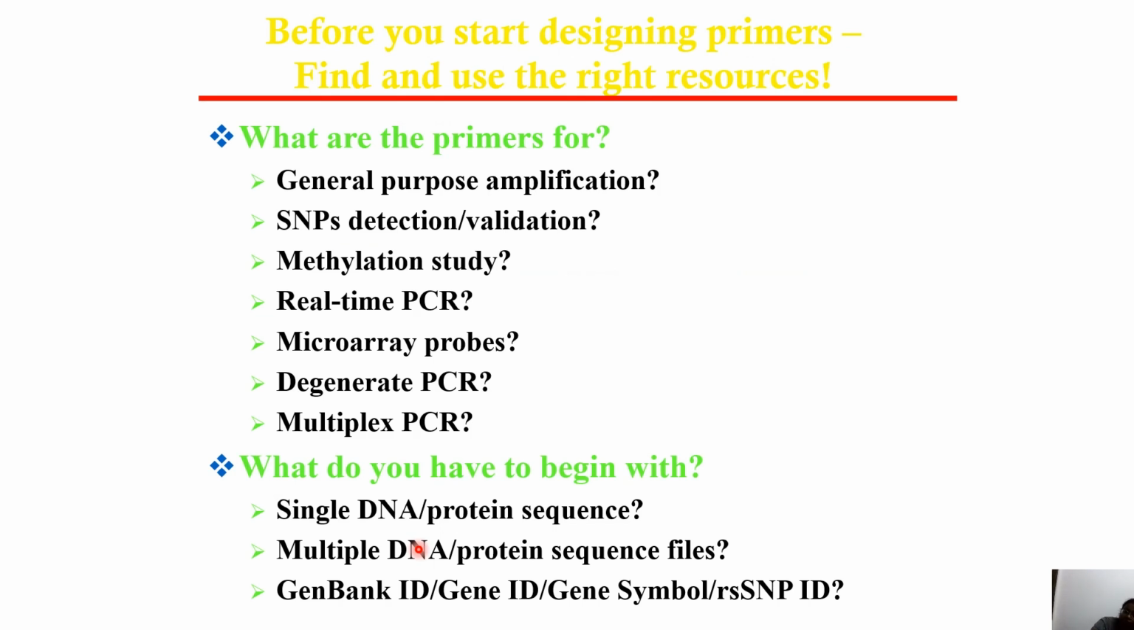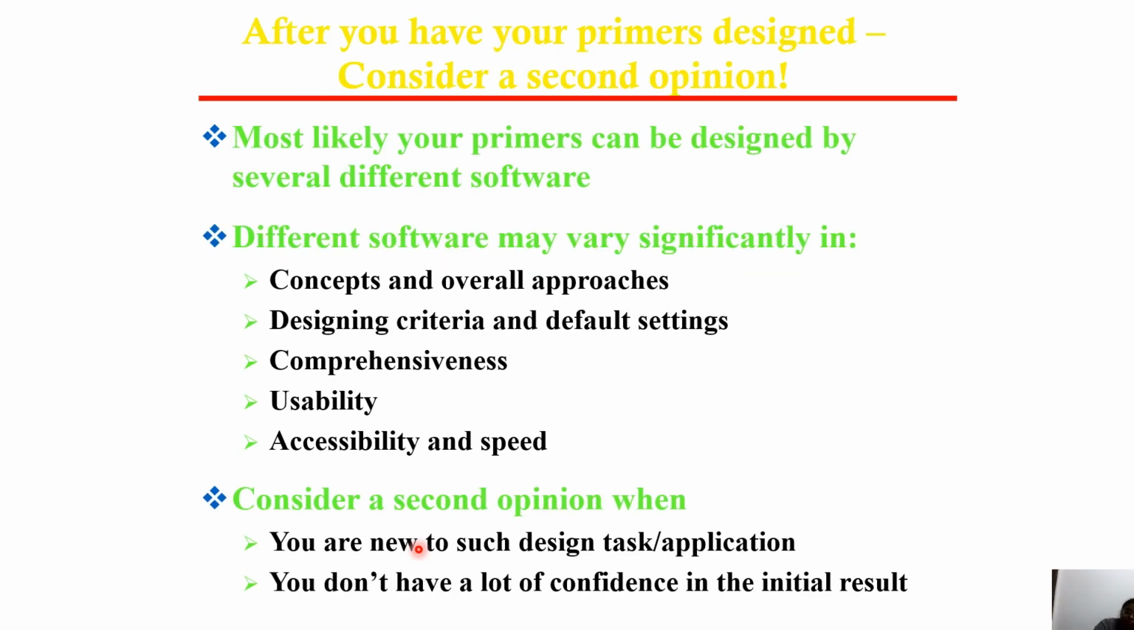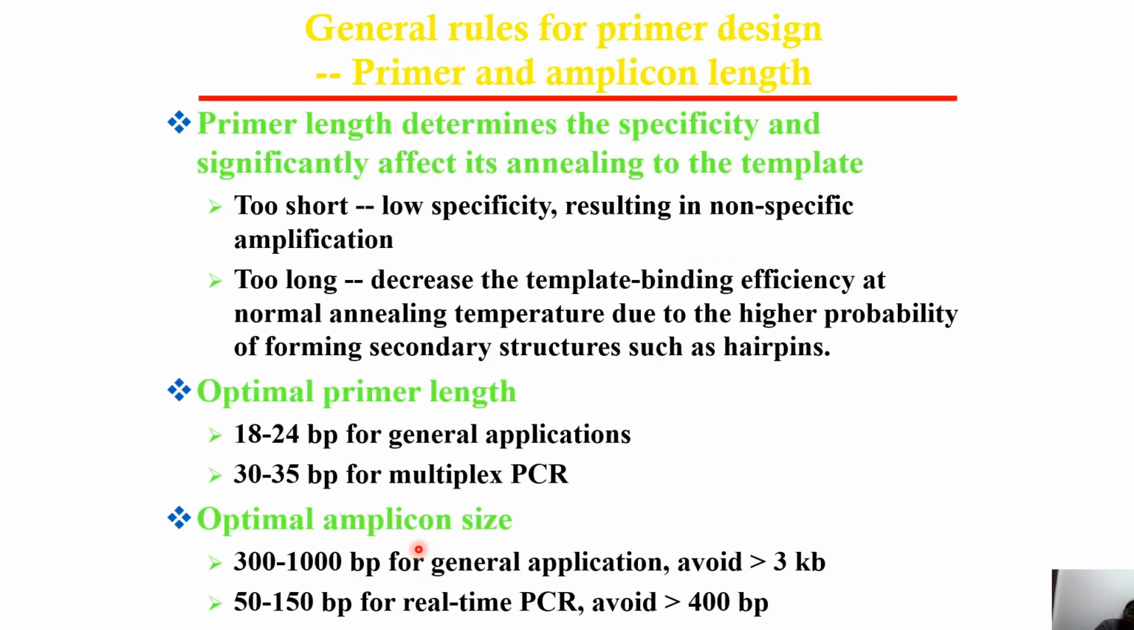Okay, so how do you start designing the primers? These primers can be designed by several different software, and different software may vary significantly in different things, right? So what are the general rules that should be followed for primer design? Primer length determines the specificity and significantly affects its annealing to the template. Too short will be low specificity, resulting in non-specific amplification. Too long will decrease the template binding efficiency at normal annealing temperature due to the higher probability of forming secondary structures such as hairpins.